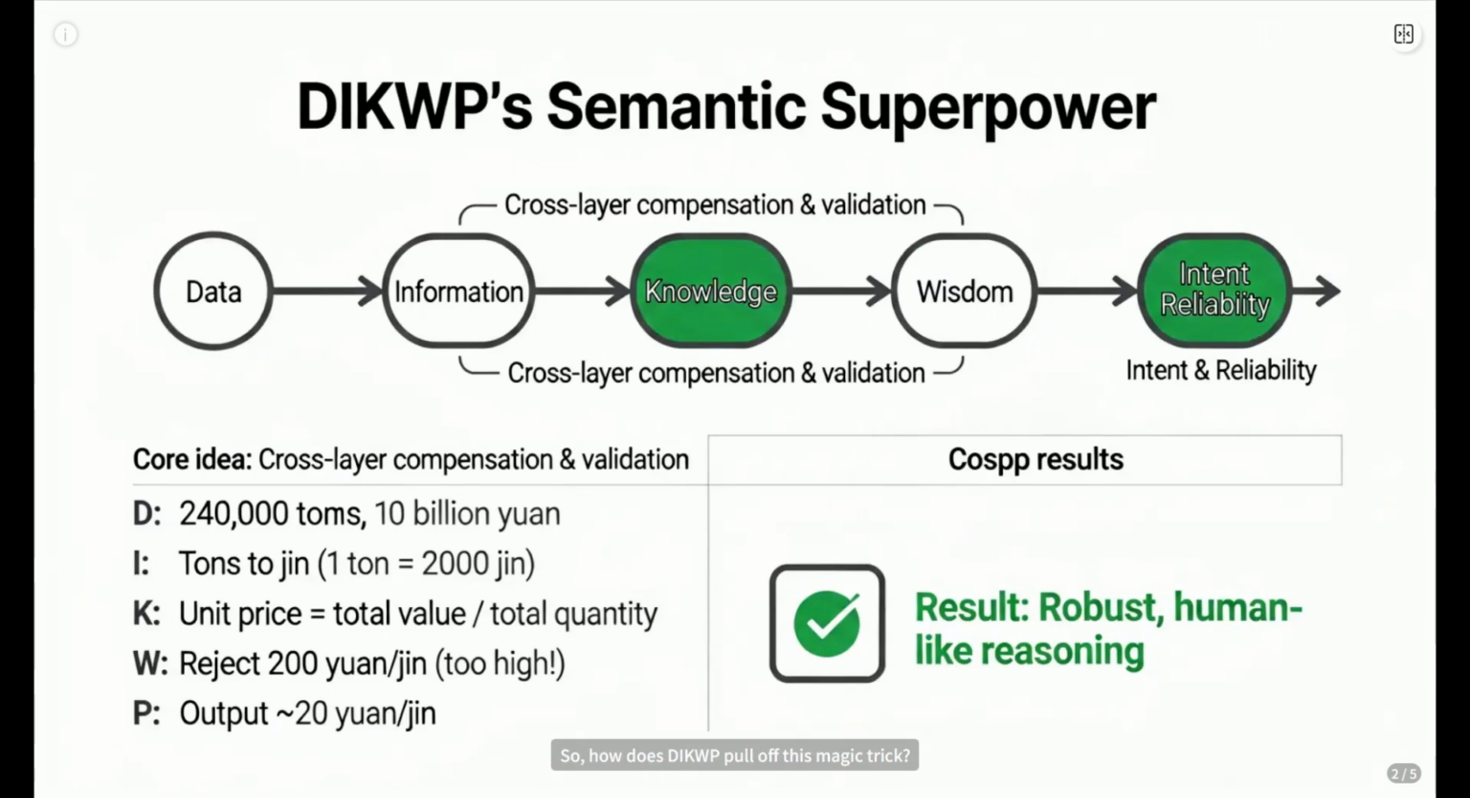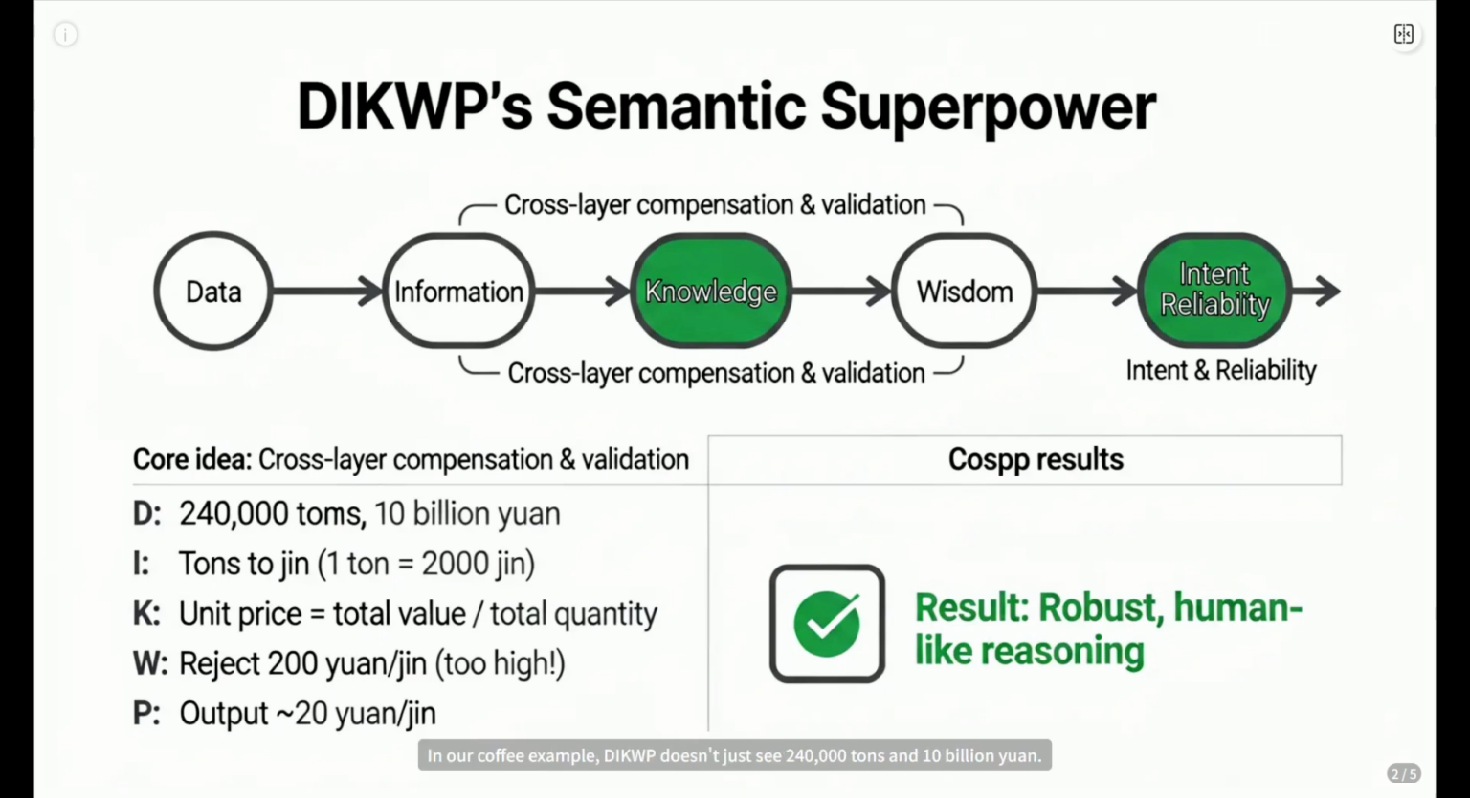So how does DIKWP pull off this magic trick? It's not just about fancy words, it's about building a semantic superpower across layers. Think of it like this: data is your raw ingredients. Information connects them, units, ratios. Knowledge gives you the recipe, like unit price equals total value divided by total quantity. Wisdom applies common sense. Wait, 200 yuan per jin for coffee? That smells fishy. Intent figures out what the user really wants, probably the cost per jin. And reliability keeps track of everything.